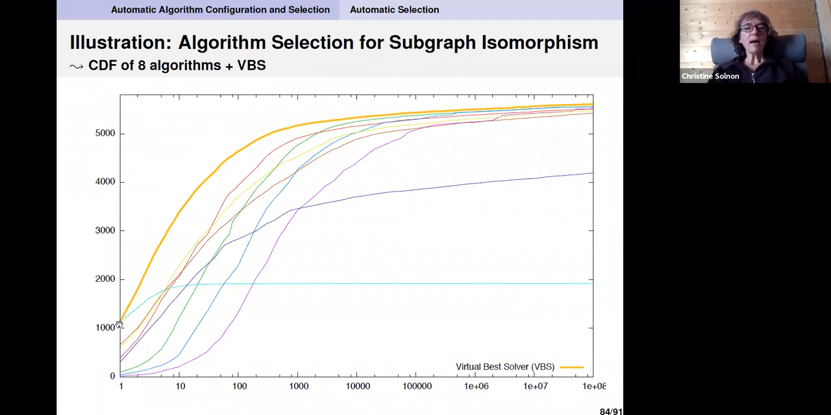So here I have the CDF of the virtual best solver in orange compared to 8 different solvers, and we can see that we have a huge gap between the single best and the VBS for short time limits. So we have used this approach.